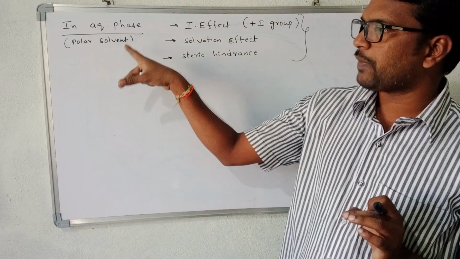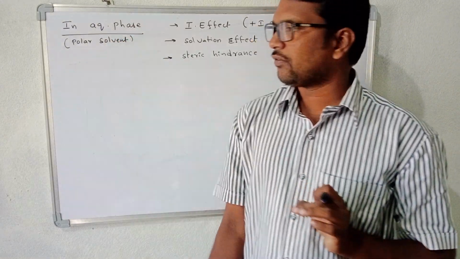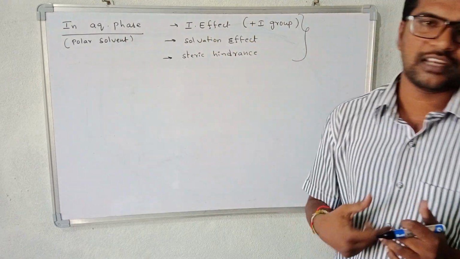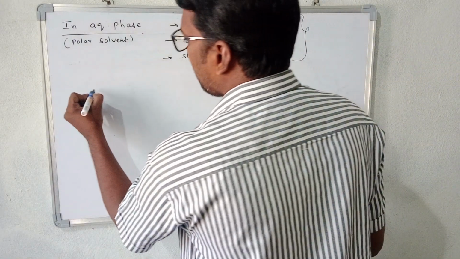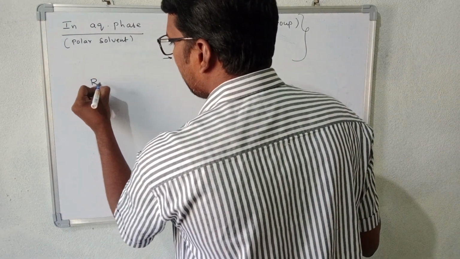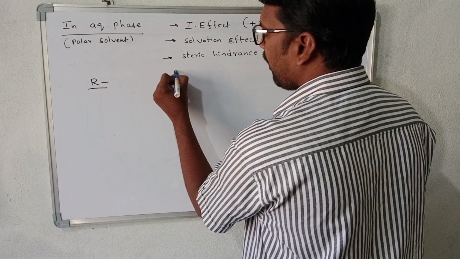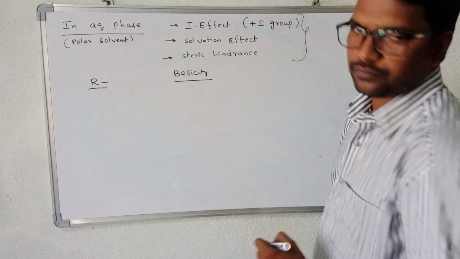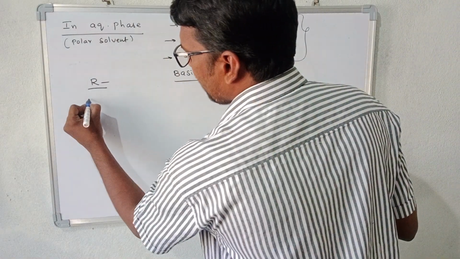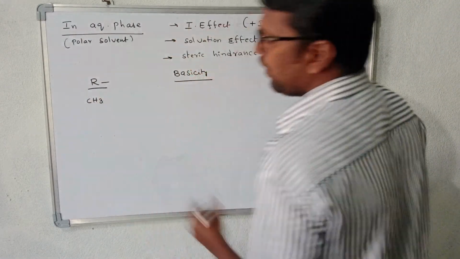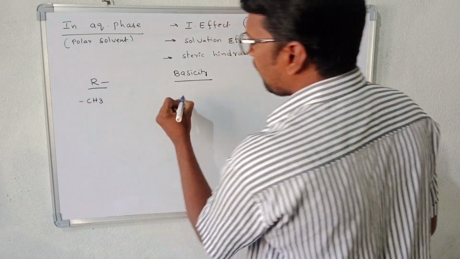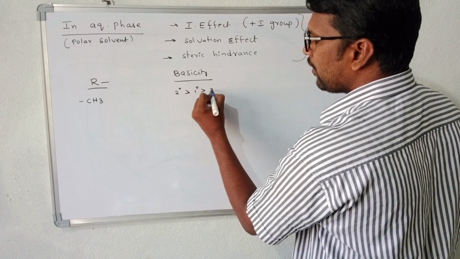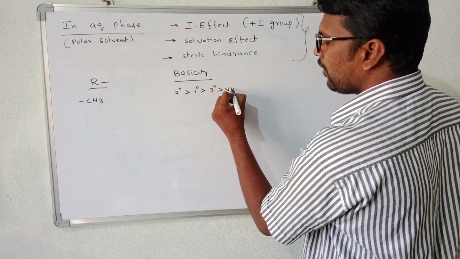But when we want to explain the basicity of amines in aqueous phase, in polar solvent, or in solution form, we can explain it based on these three conditions. Based on that, it depends on the alkyl group, and you write the basicity order. It is for aqueous solution. But in place of the alkyl group, if a CH3 methyl group is present, then the basicity order is secondary amine, primary amine, tertiary amine, and ammonia.